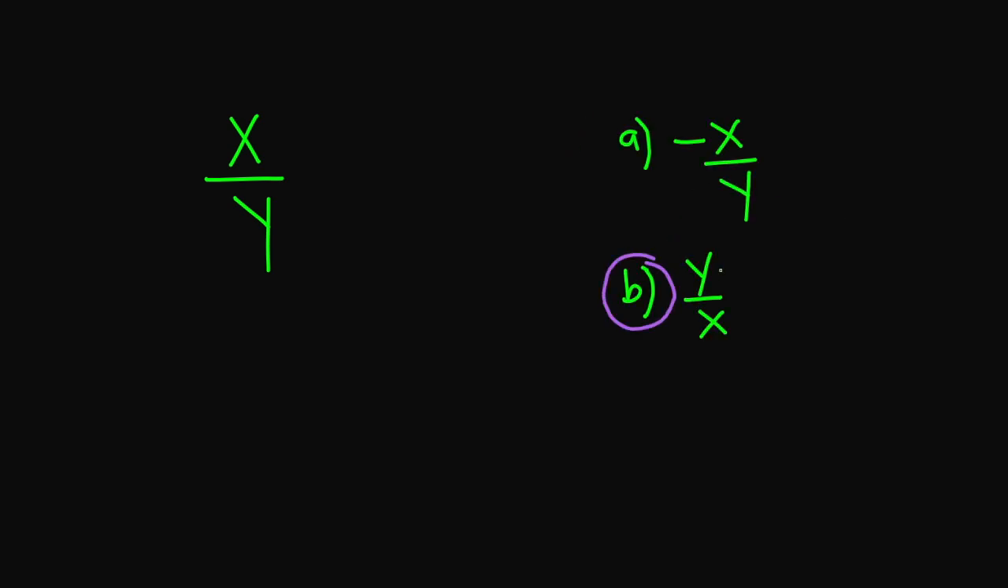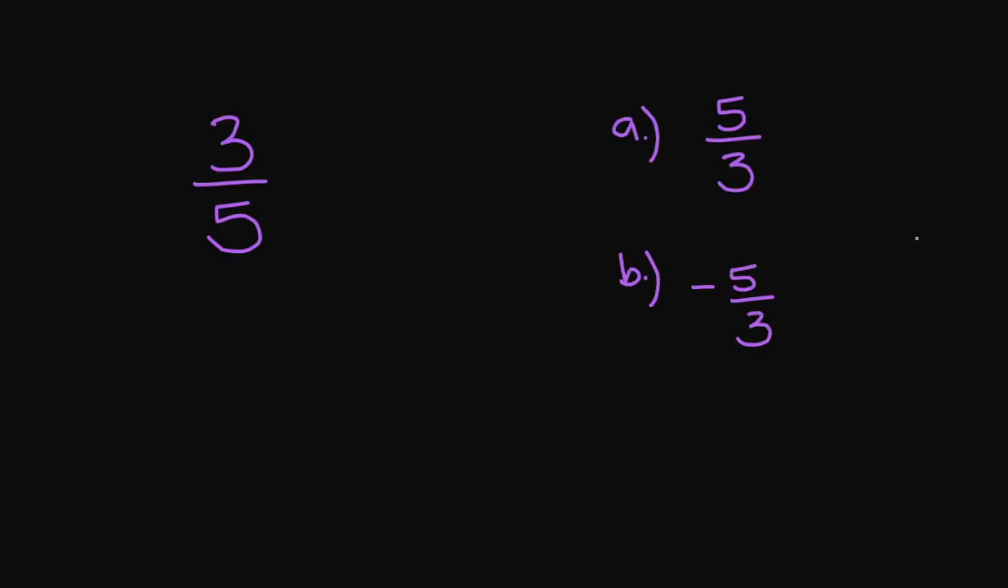What about if you had x over y? What is the reciprocal of x over y? And the correct answer, hopefully you chose B as your answer again. And the reciprocal of x over y is going to equal y over x. Let's look at this example here. The reciprocal of 3 over 5, is it going to be A, 5 over 3, or B, -5 over 3? And hopefully you chose A as your answer. It's going to be 5 over 3.